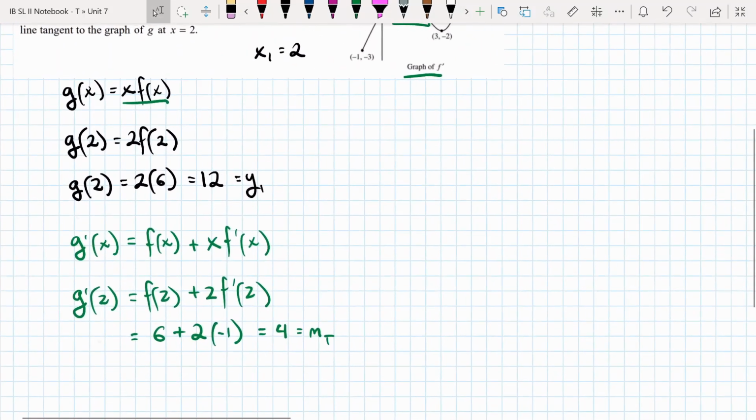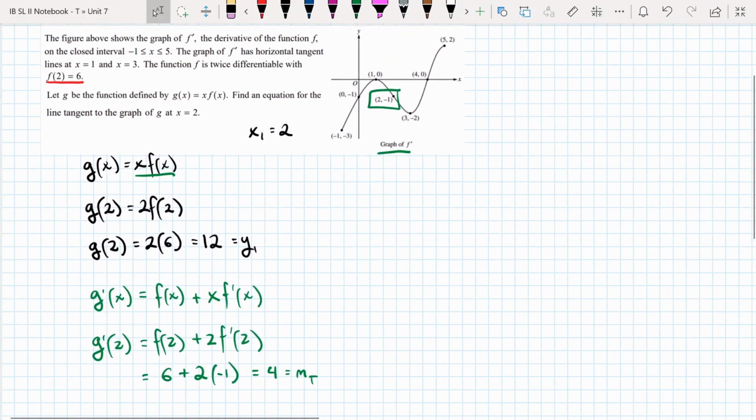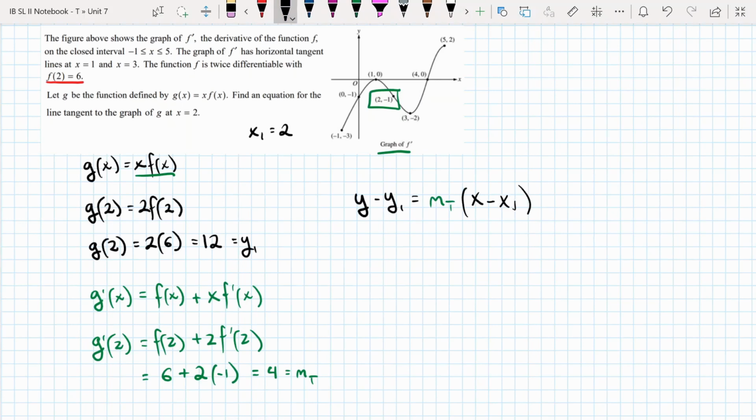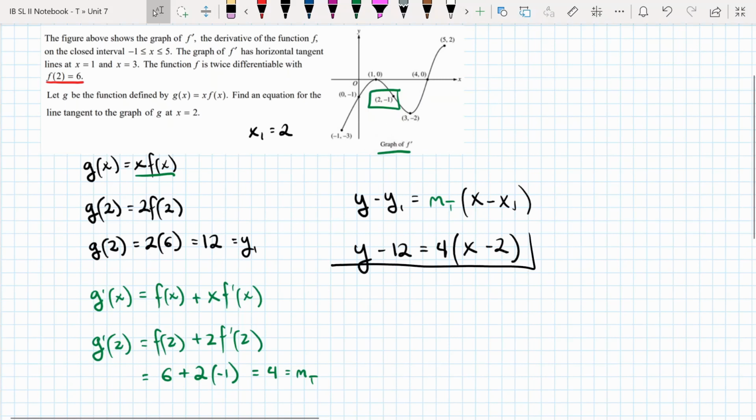All right, now we have everything we need to answer this question. So the equation of the tangent line, the general form is written like this. And so the solution is y minus the y value, which is 12, equals the slope, which is 4, times x minus 2. And that is our answer for this question.